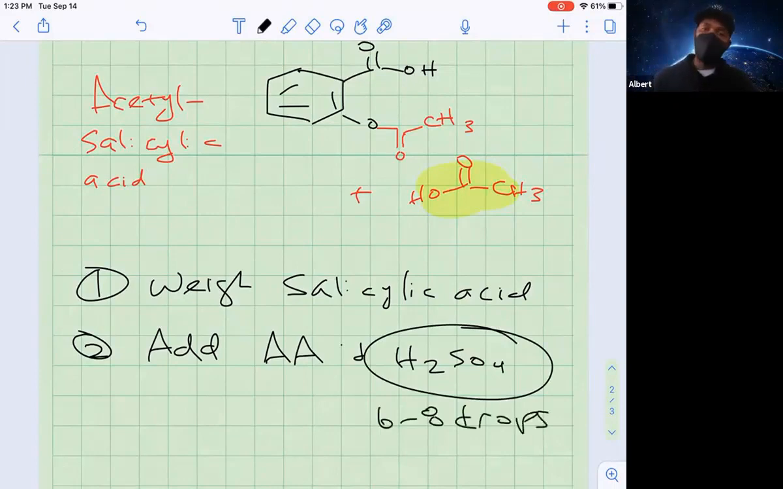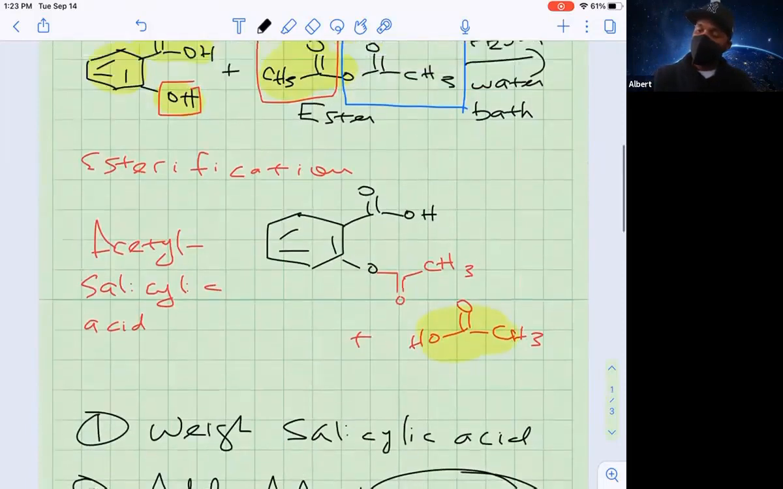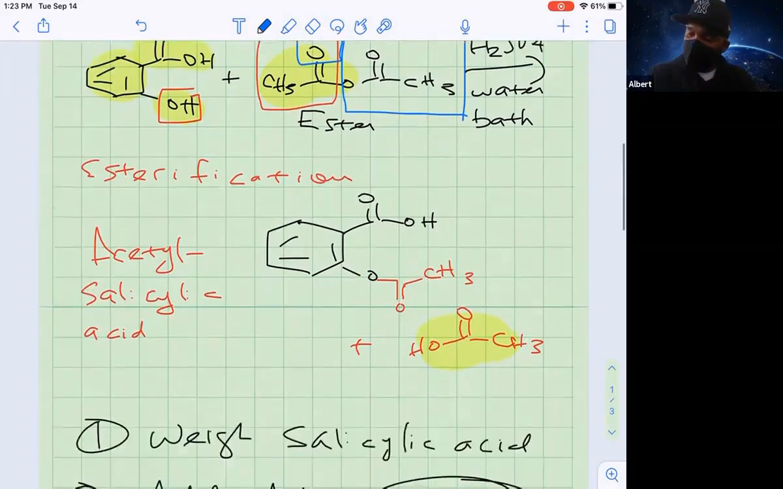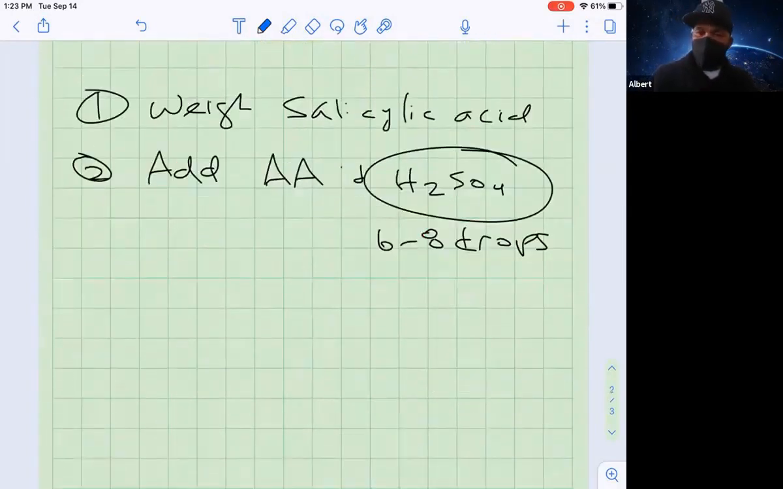And that's just going to facilitate this. The acyl part of that acetic anhydride is going to activate it. If you watch the video, you saw the activation part where you do a proton transfer with this oxygen right here. So that's going to get protonated by sulfuric acid. It's going to make the carbonyl more reactive. And then the oxygen from the salicylic acid is going to attack it. All right, so we're going to add acetic anhydride and sulfuric acid, and then we're going to heat.